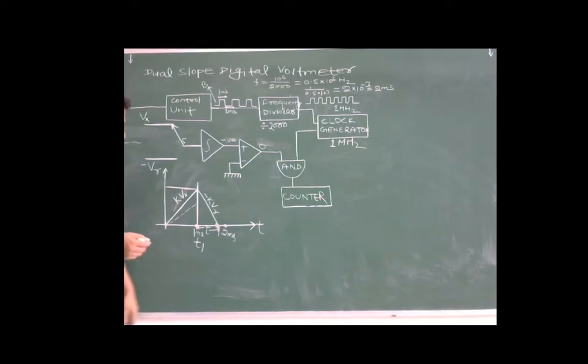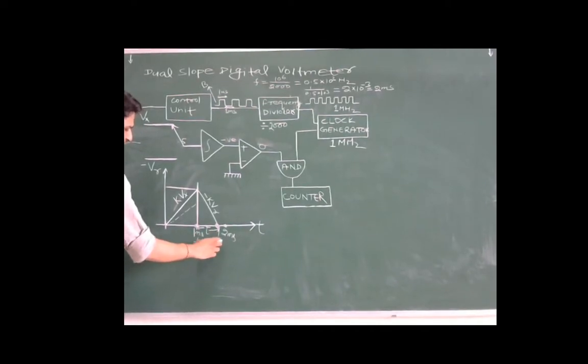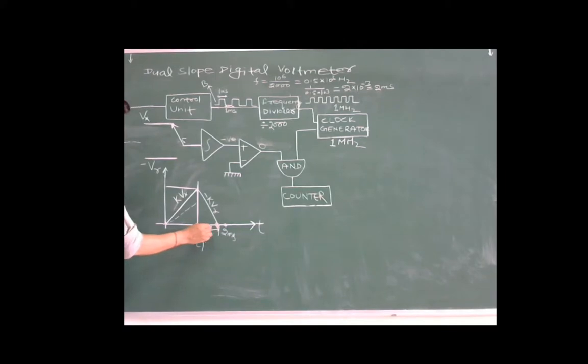So the counter is counting in this region also, because the output of the integrator is high here. It will also count in this region, where the output is positive. But I have to start the counter at this point only. In this region, the counter should stop counting. It has to count only in this region, because I have to count only this time tau.